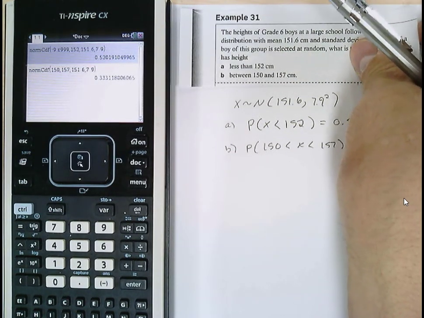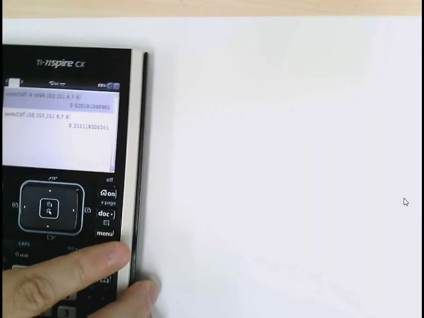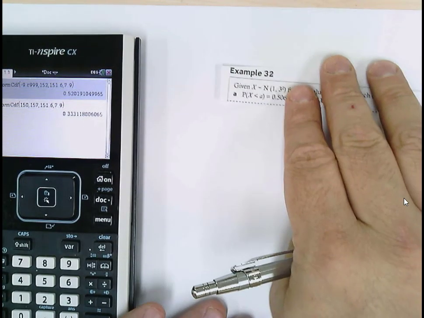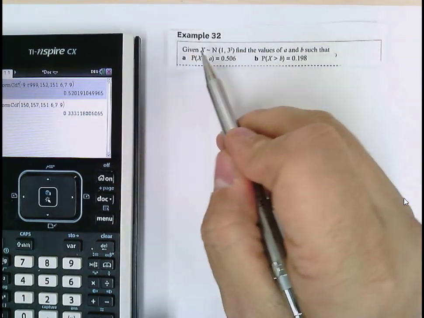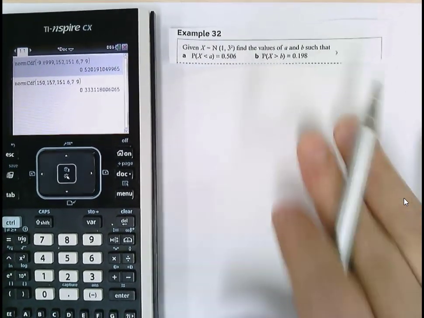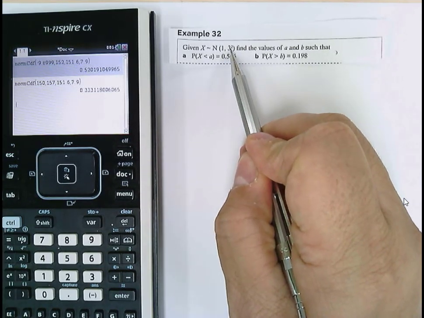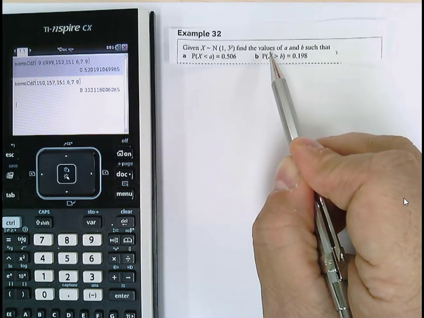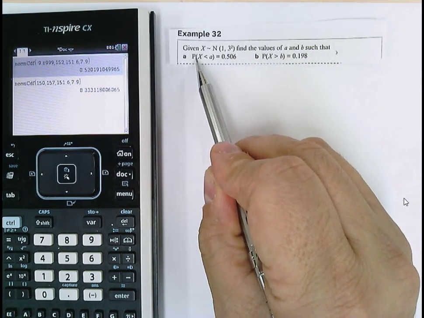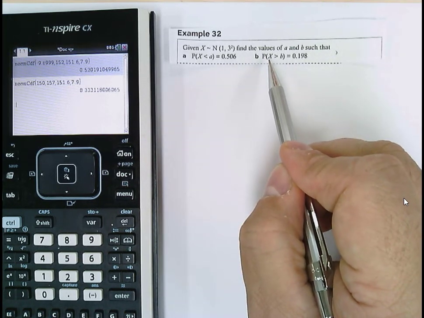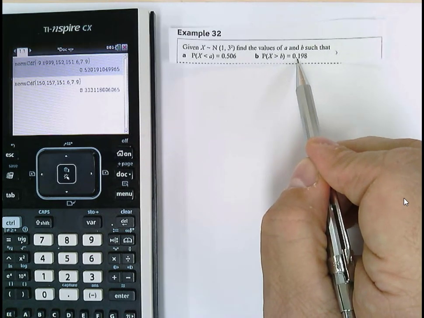Now, next concept that we're going to talk about is we're going to look at this guy right here. So, example 32. And it says that given that x follows a normal distribution, that's the notation where we have mean of 1 and a variance of 3 squared but a standard deviation of 3, find the values a and b such that the probability that x is less than a is equal to 0.506, and the probability that x is greater than b is 0.198.